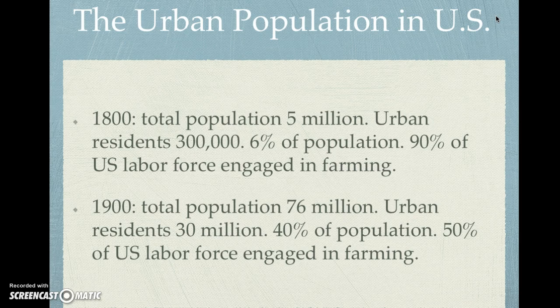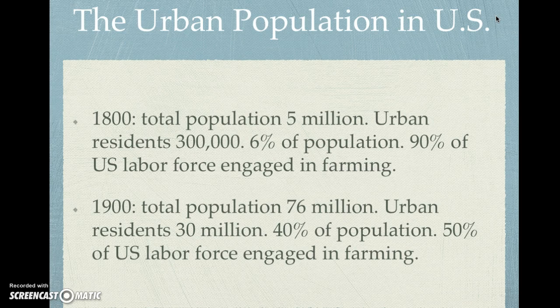This 100-year period between 1800 and 1900, we saw a huge growth in the urban population. That would be the population that is urban as opposed to rural, which is living out in the country, living out in farmlands. So in 1800, the total population was 5 million. And then 100 years later, the total population was 76 million. So this is a big increase. Now, urban residents were 300,000. That jumped to 30 million over the century.